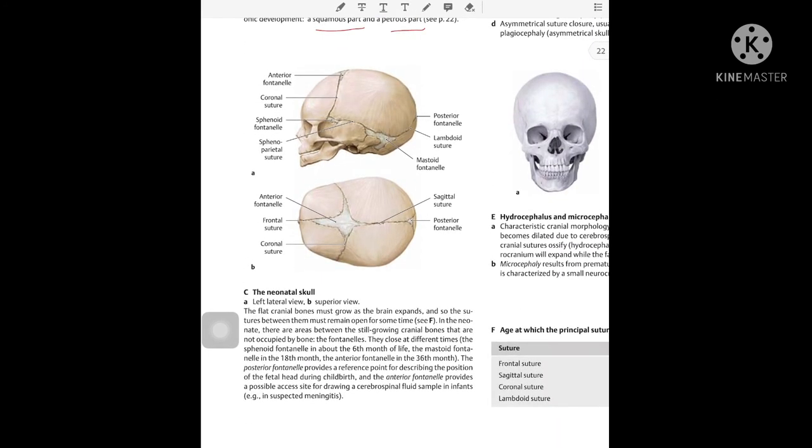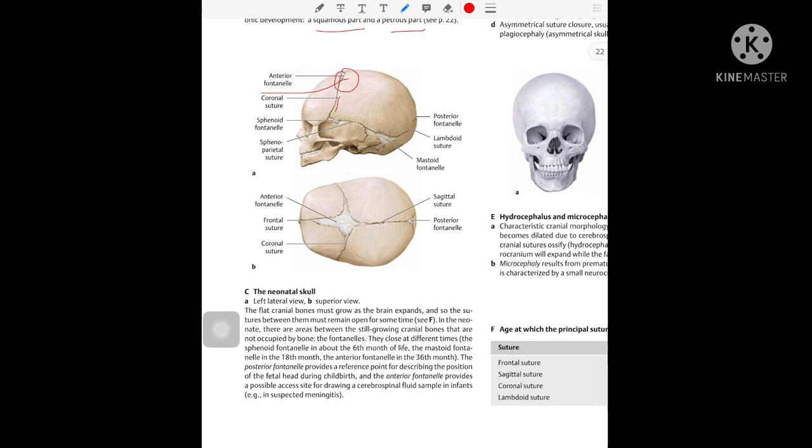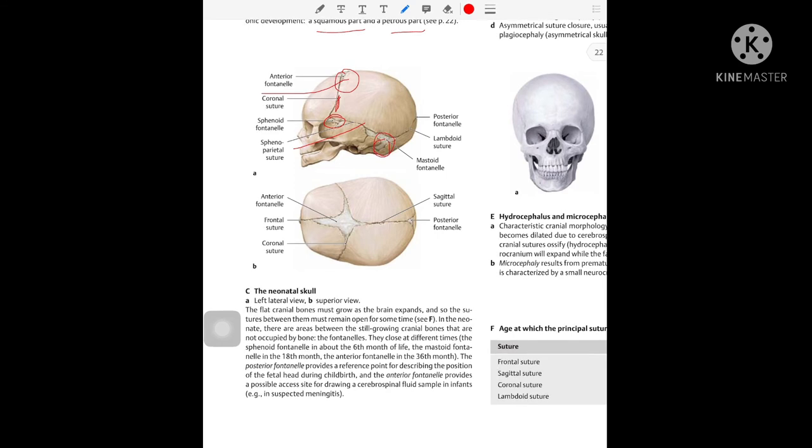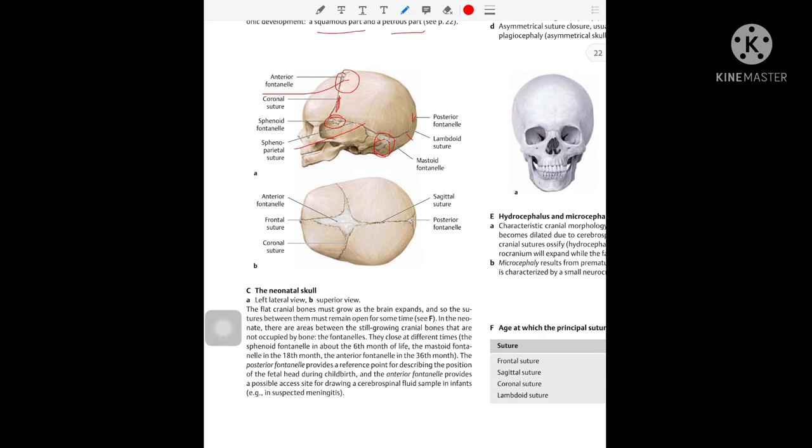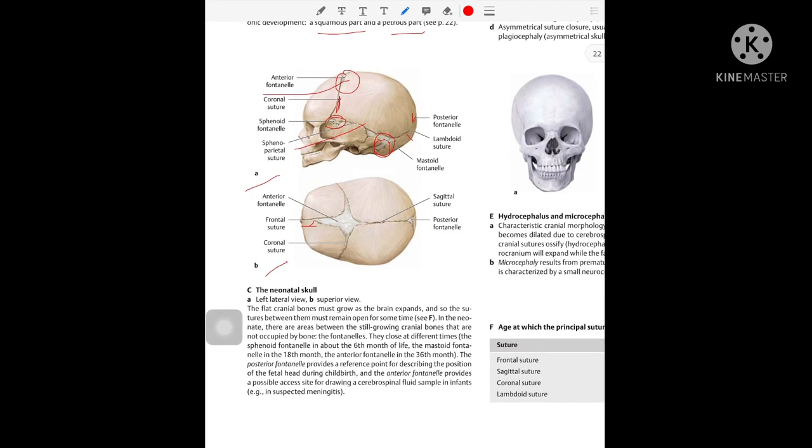Next, you see this diagram. It's a diagram of a neonatal skull. It's the anterior fontanelle. It's the coronal suture. Here is the sphenoid fontanelle. It's the sphenoparietal suture. It's the mastoid fontanelle. It's the lambdoid suture. And it's the posterior fontanelle. See in this diagram, this is the superior view, and this is the lateral view. So the frontal suture is present here, the anterior fontanelle, the coronal suture, the sagittal suture, and the posterior fontanelle.